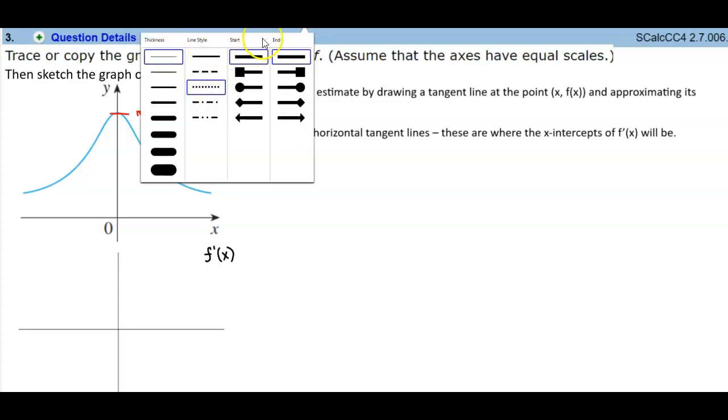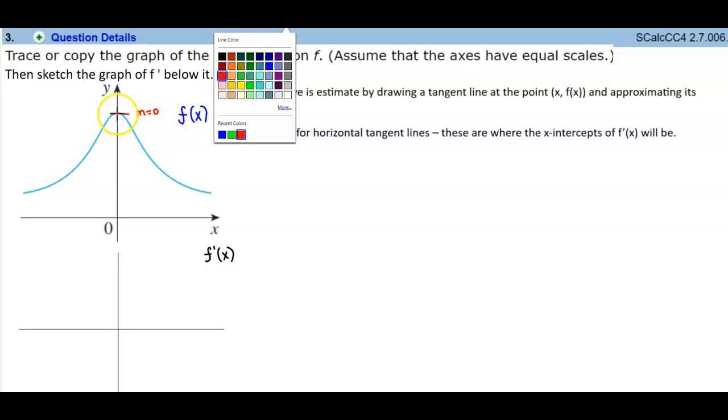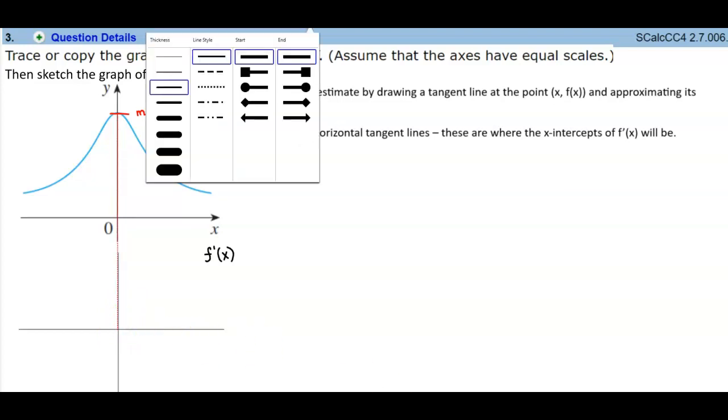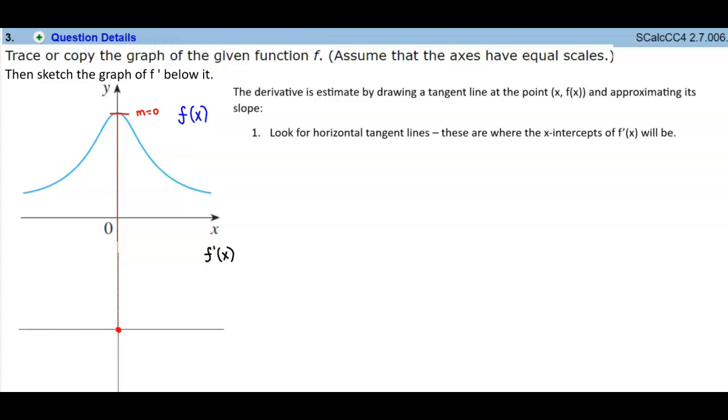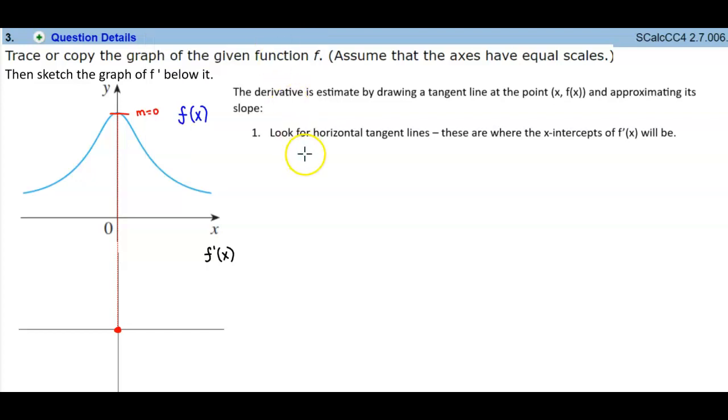There is our slope, and therefore the x-intercept is going to be located at 0. So there is our x-intercept. Now the next thing we need to determine is whether there are any discontinuities. That means we look for corners, sharp points, or vertical tangents in our graph. This graph doesn't have any, so we can skip step number 2.